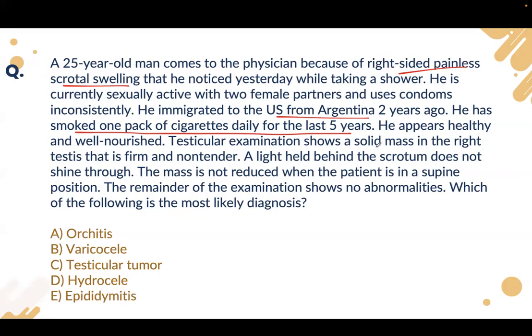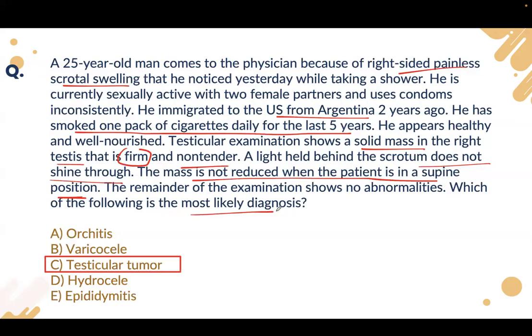Testicular examination shows a solid mass in the testes that is firm and non-tender. A light does not shine through it. The mass is not reduced when the patient is in supine position. The remainder of the examination shows no abnormalities. Which of the following is the most likely cause? So pause the video, guys, and try to answer.